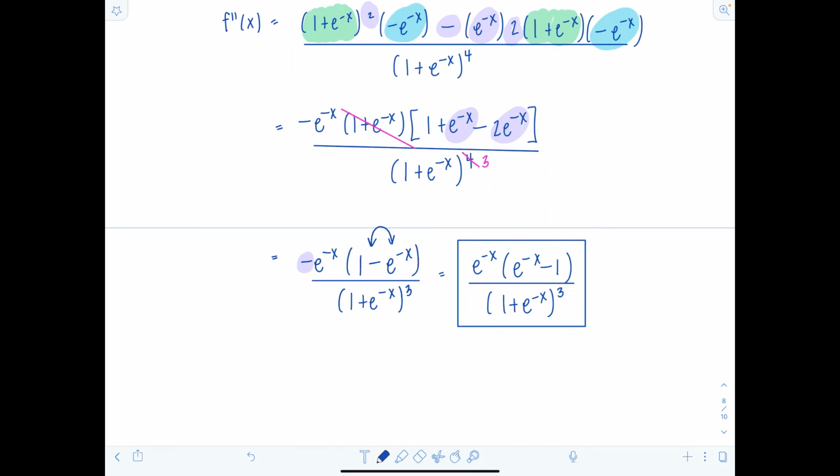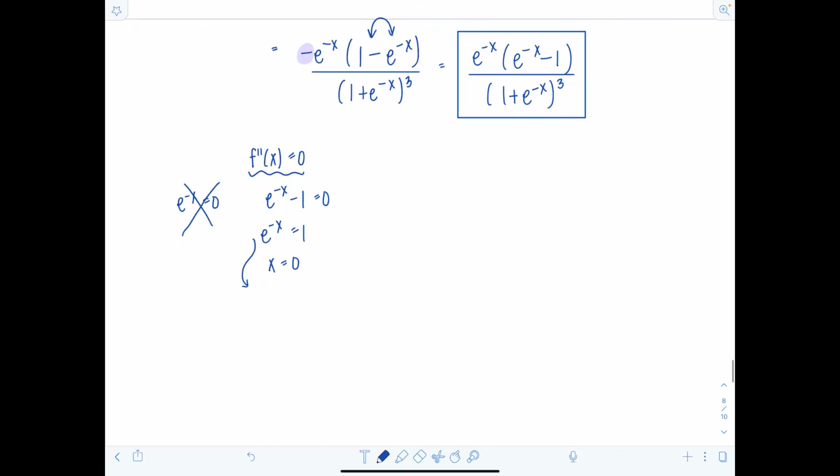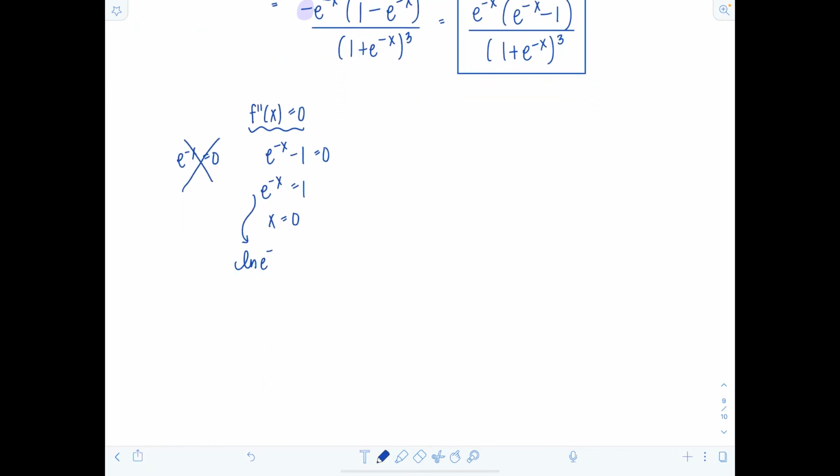So, possible inflection points. I want to look, where does f double prime equal 0? So that would mean e to the negative x is 0. We've talked about the fact that that can't happen. Or e to the negative x minus 1 is 0. Ooh, that means e to the negative x is 1. That means x is equal to 0. If you need to, you could just take the natural log of both sides. Ln e to the negative x is ln of 1. Negative x is 0. X is 0. Good?